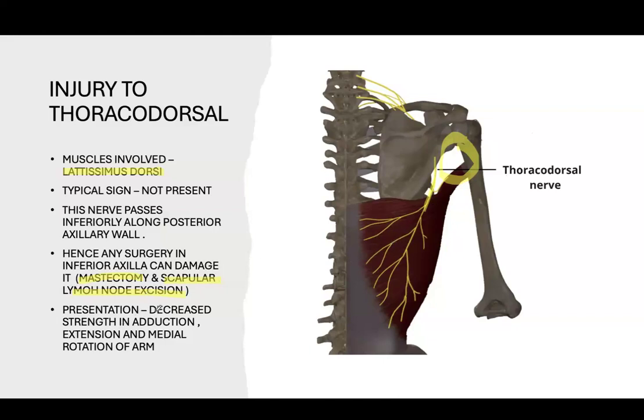So what would you see? The opposite function of the latissimus dorsi, which is adduction. You have problems in adduction. The latissimus dorsi is the main muscle for adduction, right? And you would also have problems in extension and rotation of the arm. Again, just reverse the function and you'll be good.